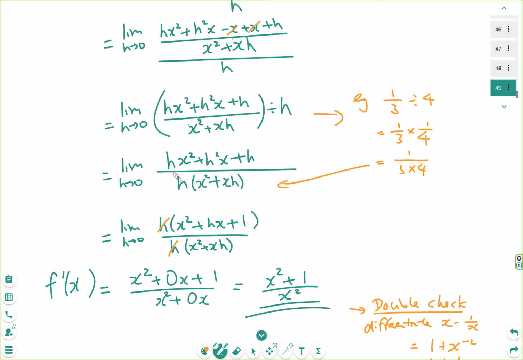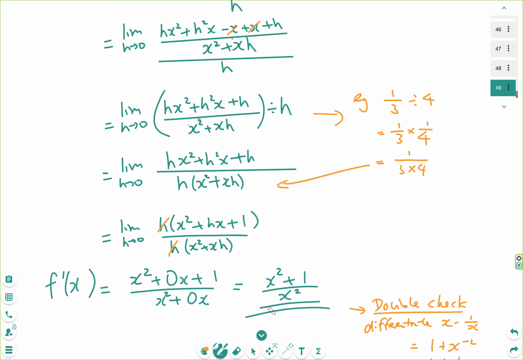Up to this step, then I factorize the h in the numerator. I cancel off the h in the denominator. So I've got x squared plus hx plus 1 over x squared plus xh. Finally, I can substitute h equals 0 into the expression: x squared plus 1 over x squared plus 0x. Then I got this term.